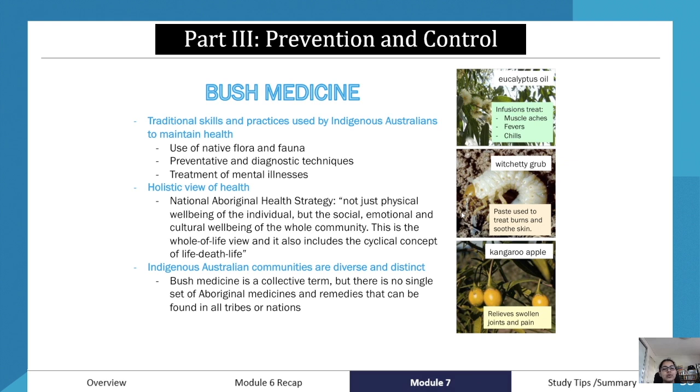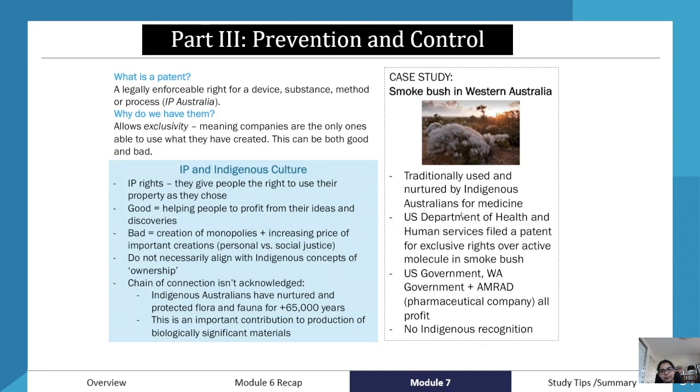So national Aboriginal health strategies have outlined not just the physical well-being of the individual, but the social, emotional and cultural well-being of the whole community. This is the whole of life view, and it also includes the cyclical concept of life, death, life. Indigenous Australian communities are diverse and distinct, which means that bush medicine is a collective term, but there's no single set of Aboriginal medicines and remedies. It is a huge collection of remedies and treatments.